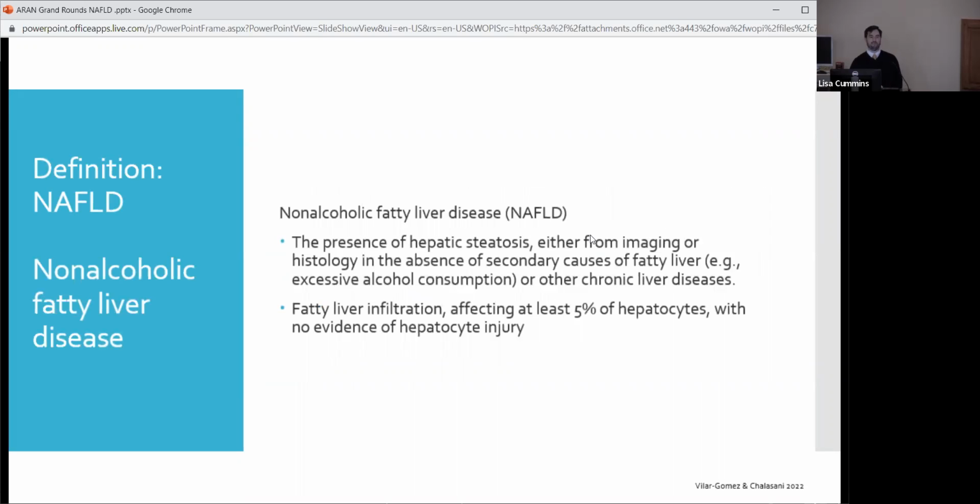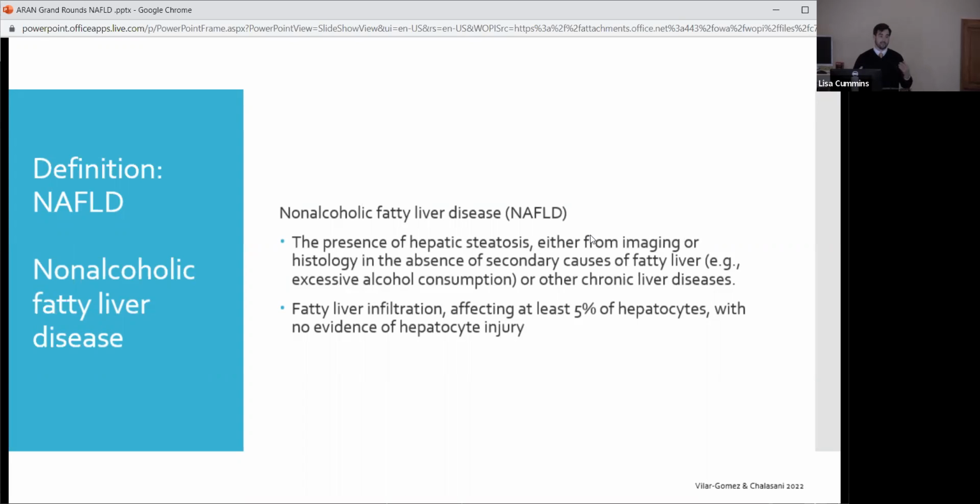So let's start defining what we're talking about when we say fatty liver disease. The one I think most people have kind of defaulted to or are most familiar with is NAFLD, and that's non-alcoholic fatty liver disease. And by definition, this is the presence of hepatic steatosis, either from imaging or histology, and the absence of a secondary cause of fatty liver.